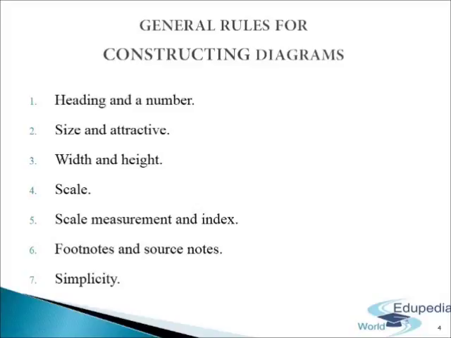First, heading and a number. A suitable heading either on the top of the diagram or just below the diagram should be provided. The title, in bold letters but short, conveys the main facts depicted by the diagram. If needed, subheadings can also be given. It must be brief, self-explanatory and clear. The diagram number can be used for identification and for purpose of reference.